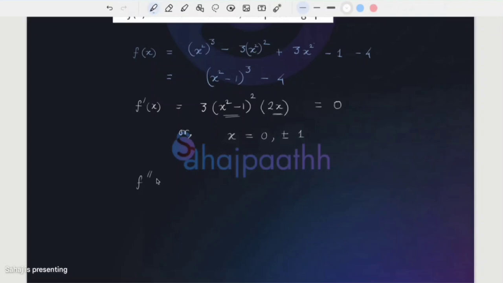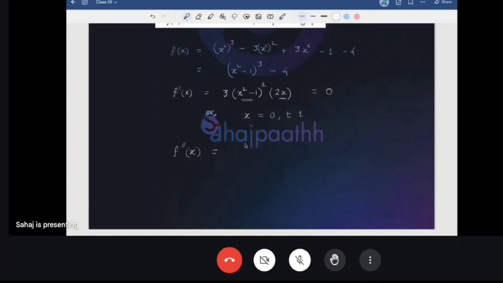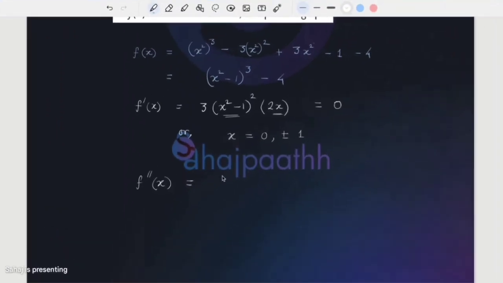Now you take a second derivative to see which of these is which. Here you have to apply the product rule again. 6x squared minus 1 into 2x plus 3 into (x squared minus 1) to the power 2 into 2, which is 6. And we can take this common again. All of these three values we'll have to put in.